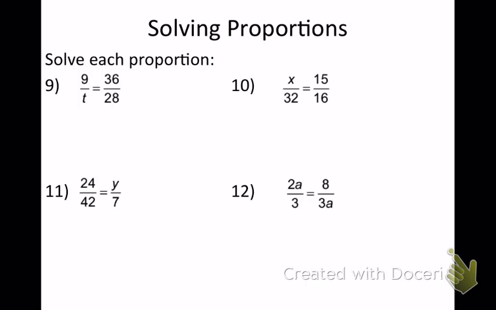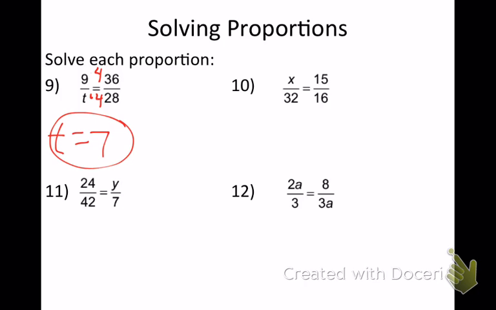Alright, so let's try number 9 here. I want to use some cross products or equivalent fractions. 9 over t equals 36 over 28. When I look at it here, let's think about the numerator. 9 times what is 36? 4. So t times 4 is 28. So what's t have to be? 7. 7 times 4 is 28.